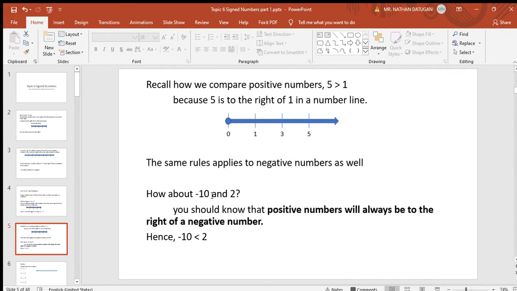So let's have something easy. -1 and 2, which one's larger? Well, you should know that any positive number will always be larger than negative numbers, because on a number line, negatives will be right here and all the positive numbers will be here. So negative numbers are always going to be smaller than positive numbers. Hence, -1 is less than 2.